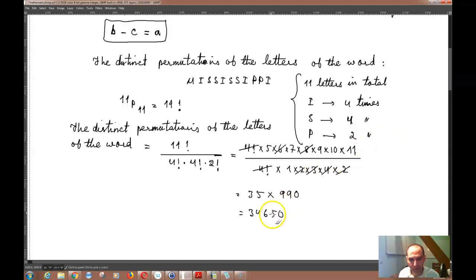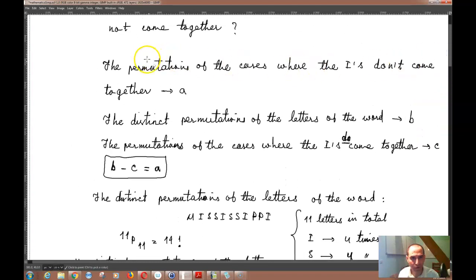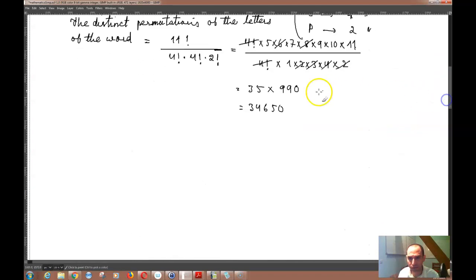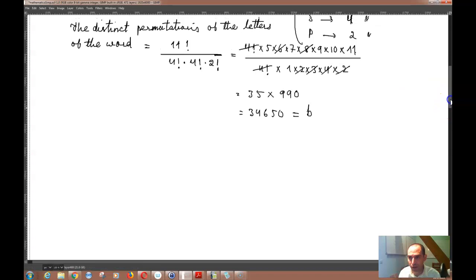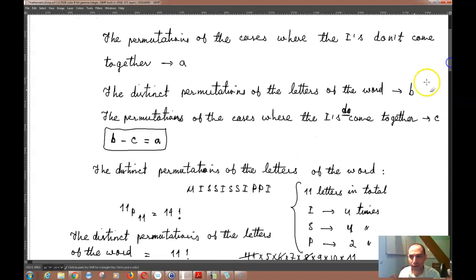So that's basically the distinct permutations of the letters of the word, which is nothing but b over here. So this is the value of b that we talked about. Now the other thing that we need to calculate is the permutations of the cases where the I's do come together.